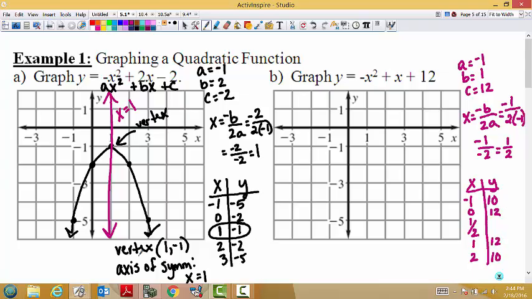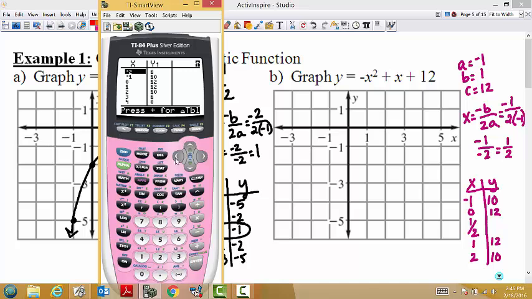Now, how do I get the half? Well, I plug it in. How do I get y if x is a half? I just plug it in. I say negative 1/2 squared plus 1/2 plus 12. And I hit enter. 12.25.